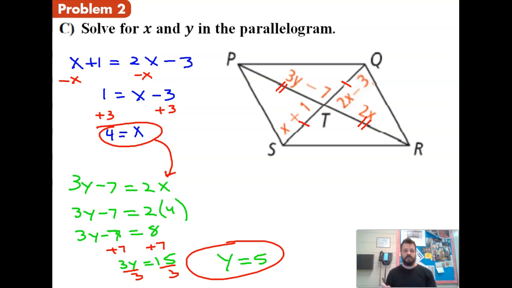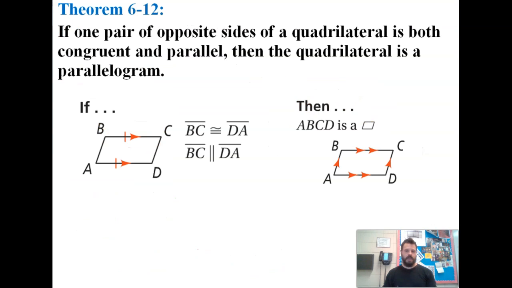All right, so there's my 2 solutions to this one here. Now, the last thing we're going to look at today is determining whether or not a quadrilateral is a parallelogram. And for that, we'll use the same 4 properties we already gave you.